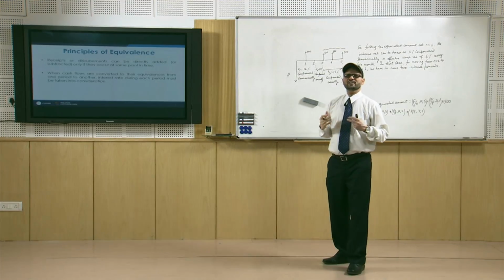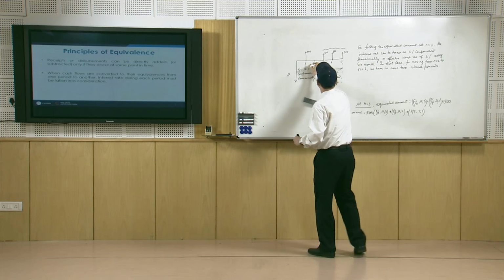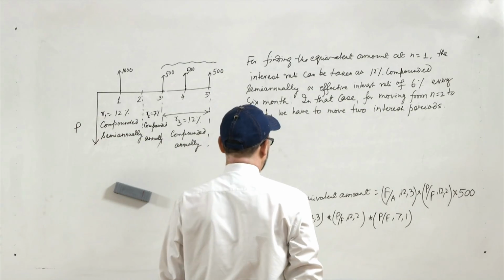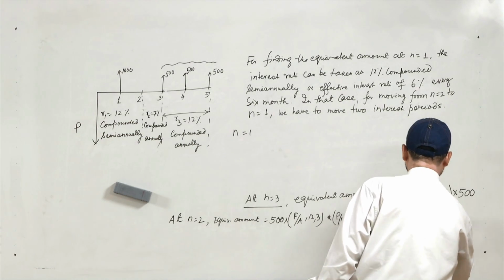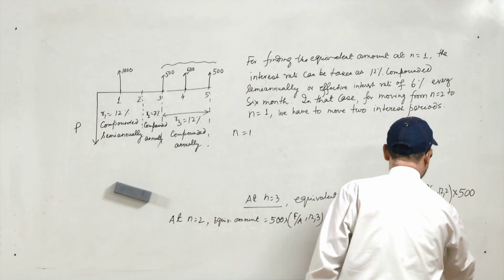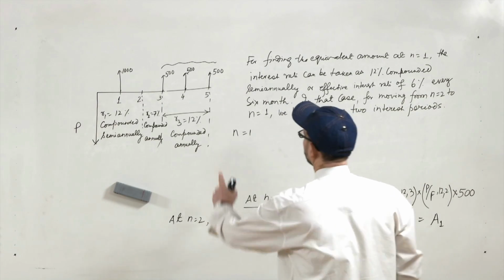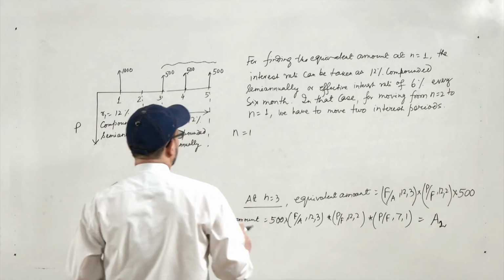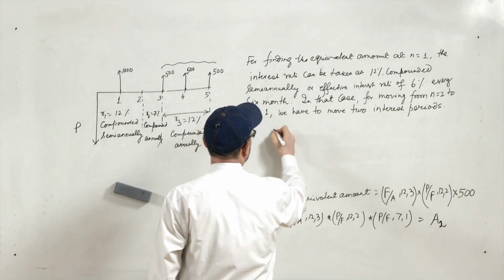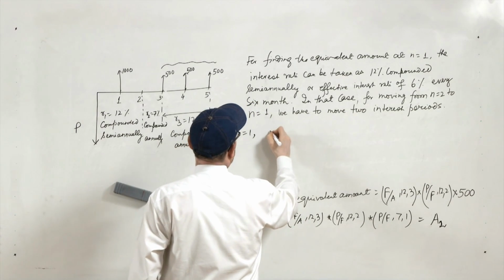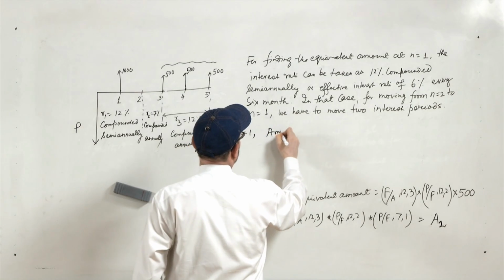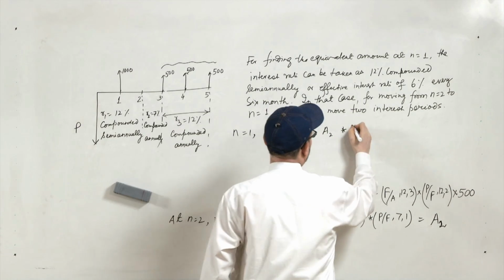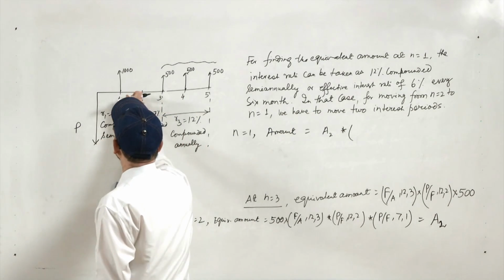Because each interest period is of 6 months, you are basically moving 2 interest periods. So, at n equal to 1, suppose this amount is A 1 or A 2. Now, at n equal to 1, the amount A 2 will be equal to A 2 multiplied by P by F i and 2.